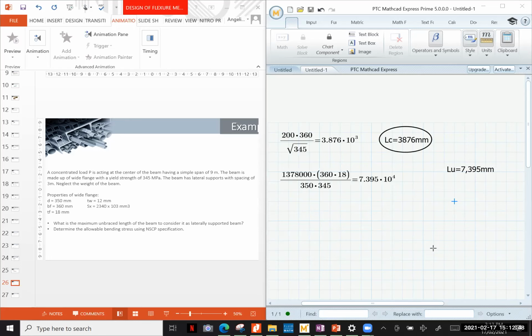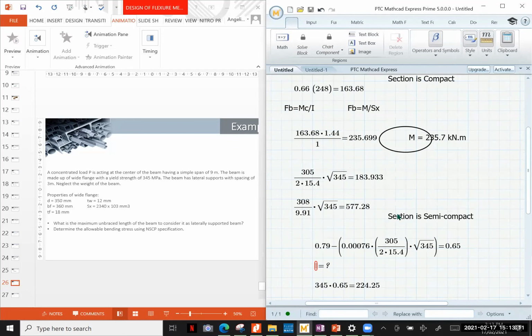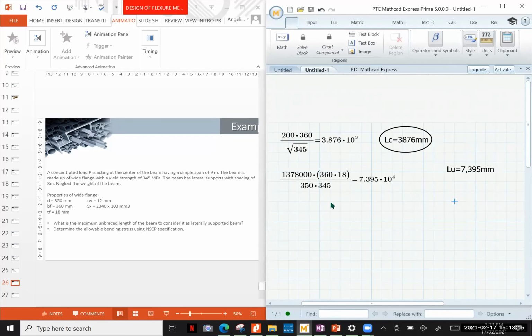Okay, next. Determine the allowable bending stress using NSCP specifications. Now, since we know that this is laterally supported, kasi nga yung L is less than LC, ang L natin is 3 meters, di ba? We will use now your BF over 2TF, square root of Fy. Yun na yung gagamitin natin. Copy ko na lang dito sa kabila para madali. BF over 2TF times square root of Fy. Copy ko lang to.